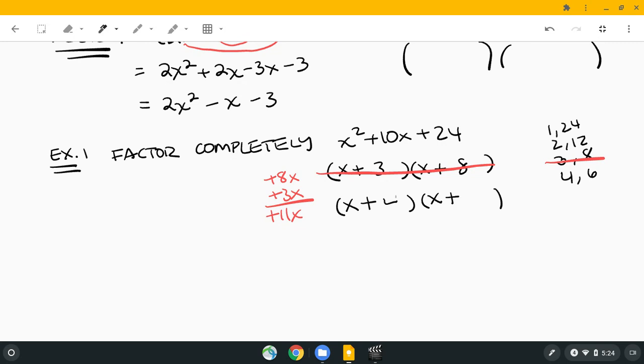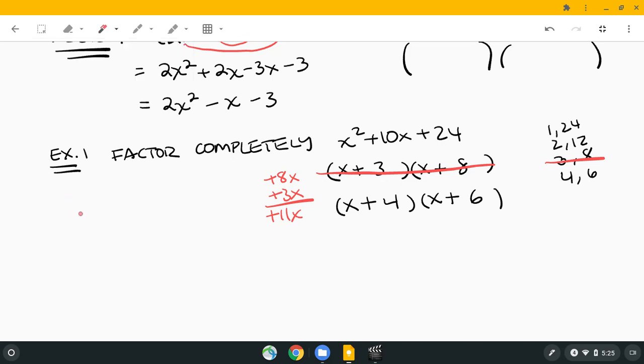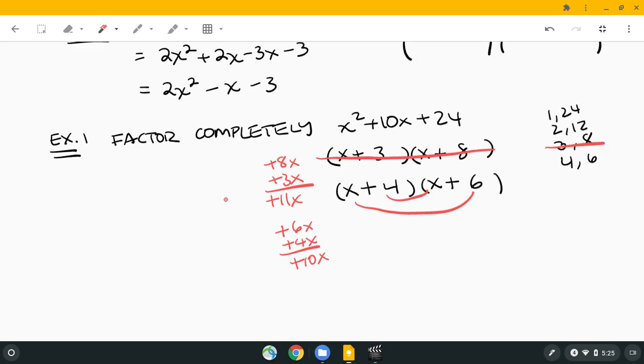And you over there in the back saying 4 and 6. All right, so again, we get the x squared, we get the positive 24, just like 3 and 8 did. But the question is, do we get positive 10x for the middle? So let's go ahead and check: outside product, positive 6x, inside product, positive 4x, and that gives us positive 10x. So then the correct answer is x plus 4, x plus 6.